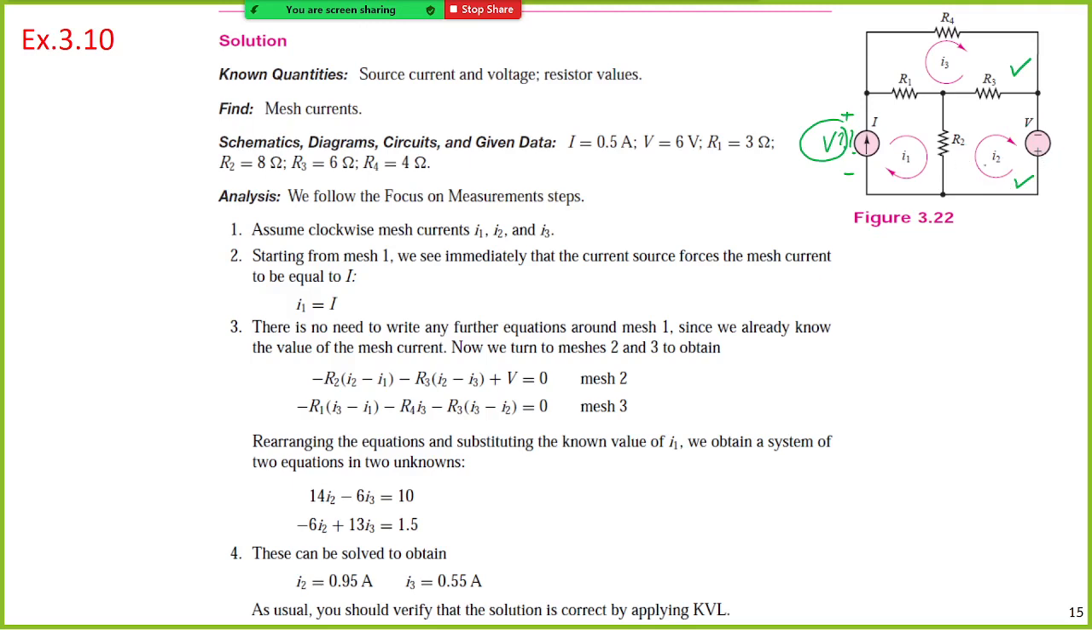Okay, so in this case, the mesh 2 KVL would be here, right? I2, I1. We don't know I1, but we know I here. I1, I2, plus minus here, plus minus here, right? The best way is to give the polarity across the resistance first, to make sure we are not confused when we form the equation. So I mark the polarity of the resistance first here.